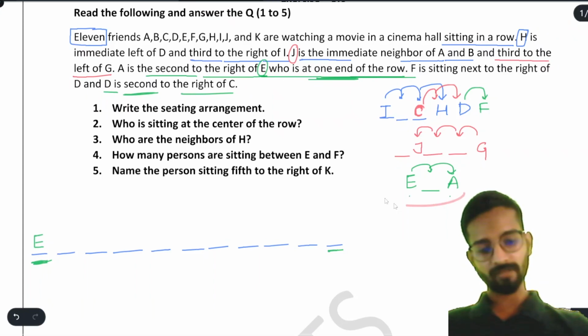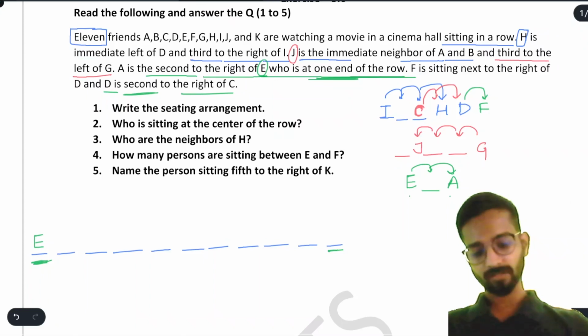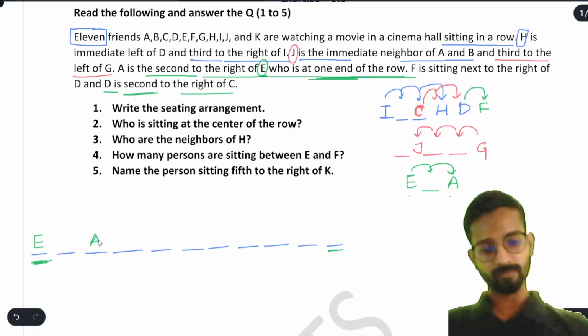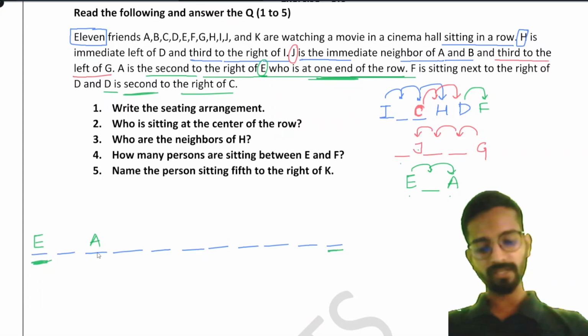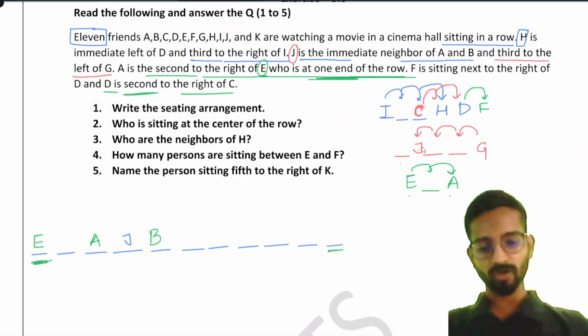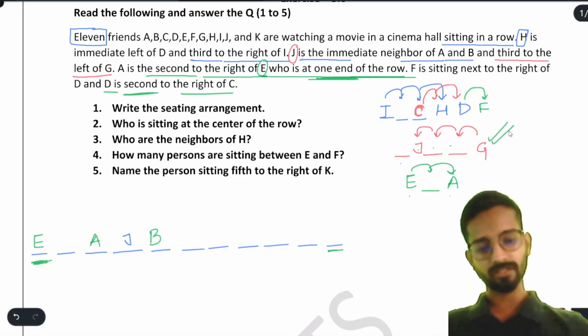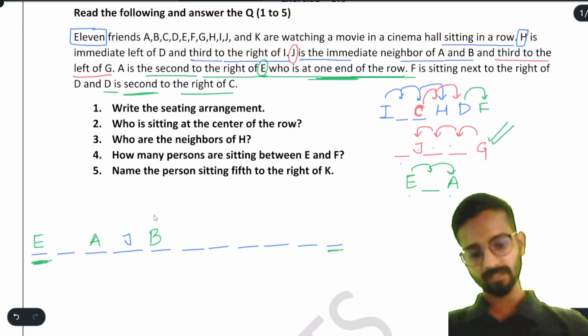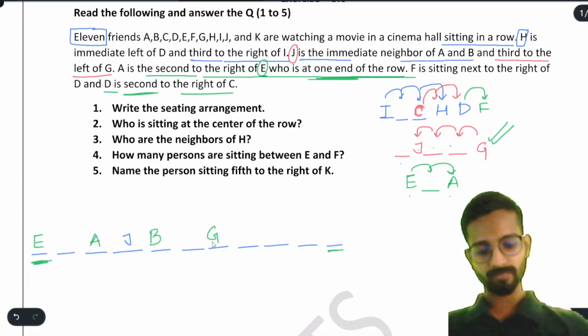See, first I will write E and A. Done. Then, they have said that here it is blank, J, dash, dash, G. We already know that J is immediate neighbor of A and B. Now, A is here. So, wherever A is, I will write J here, and B is also the immediate neighbor, so B will appear here. Now, from J after two places there is this G. So, I can write here two places, 1, 2, and here will be the G. Simple enough.